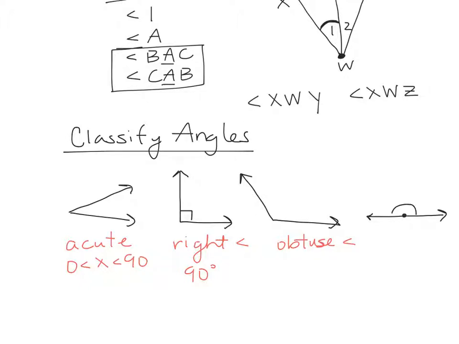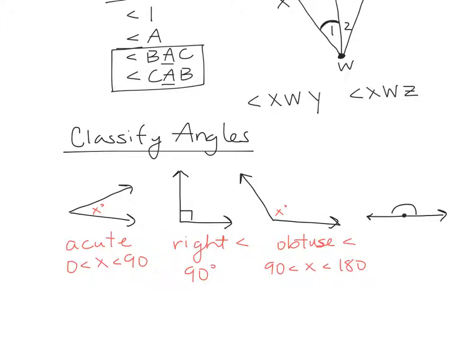Anyone know what makes something obtuse? Bryce? Between 90 and 180. So not including 90 and 180. I guess I should give you an X here so you know what I'm talking about, huh? So if that's X degrees, that X value has to be somewhere between 90 and 180.